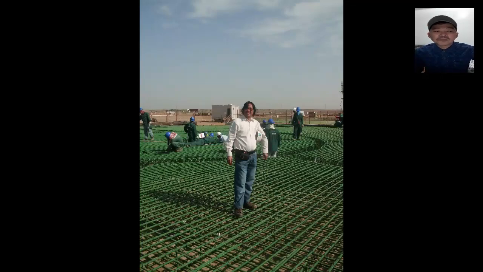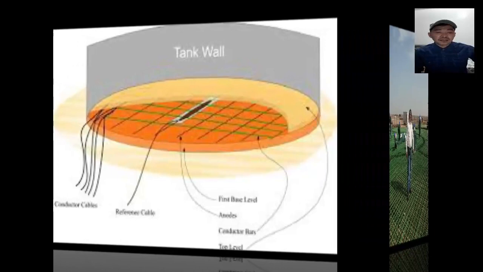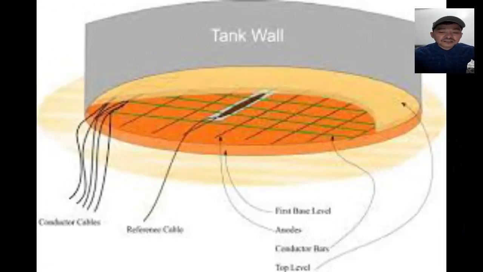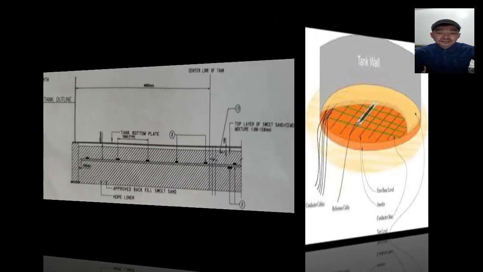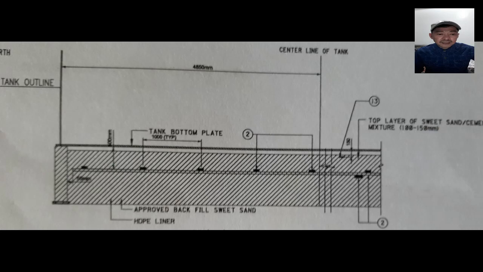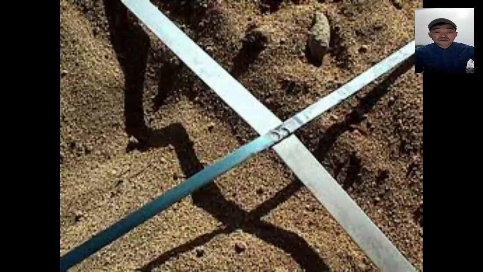There are several titanium conductor bars and MMO anode ribbons. MMO stands for mixed metal oxide. It is installed 600 mm under the bottom tank plate. These MMO anode ribbons, also called anode cords, are laid crossing the titanium conductor bars. Their crossing sections are connected by spot weld.